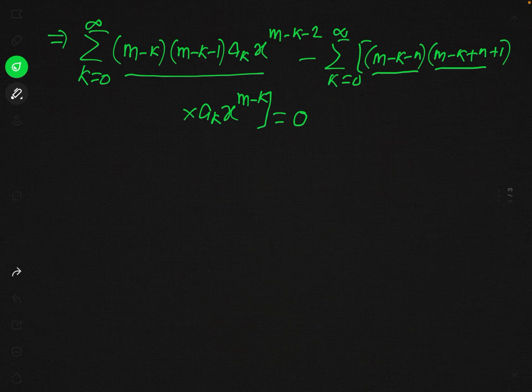But since here we have written the solution in descending power of x, in this case we will equate to 0 the coefficient of the highest power of x to get the initial equation, or the quadratic equation in m.